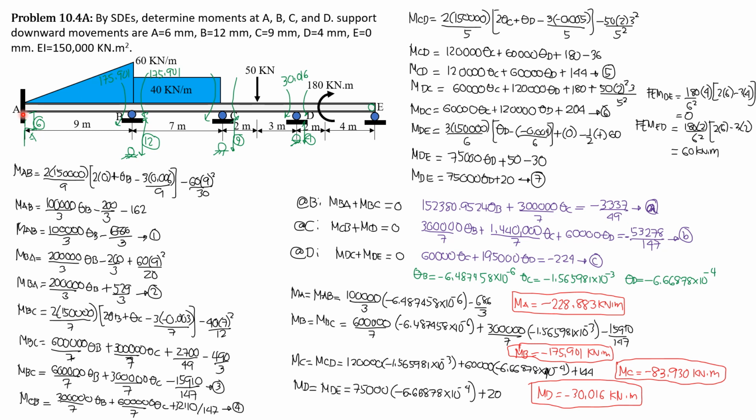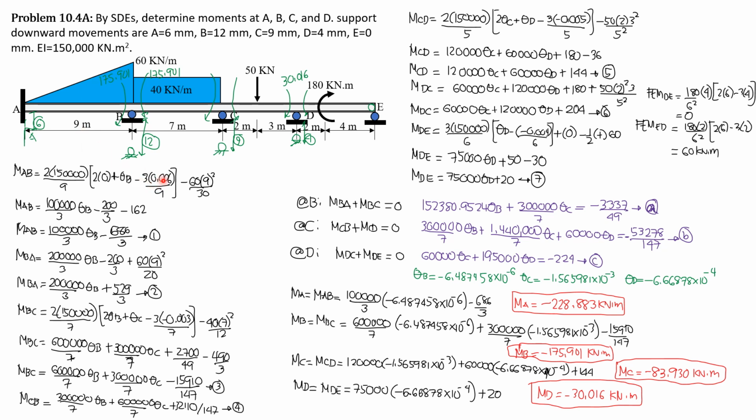So that's why we have to set up MAB and MBA, because we expect moments at A and B. So moment AB is 2EI, EI, by the way, is given 150,000 kilonewton meter square, over L, 9, quantity 2 theta near, 2 theta A. A is the near end, B is the far end. Since A is fixed, that's why it's 0, plus theta B, then minus 3 delta over L. Delta is the net support movement between A and B, and it is 12 minus 6 or 6 mm, and it is treated positive, 0.006 meter, when the rotation of the chord between A and B is clockwise. That's the sign convention in the slope deflection equation.